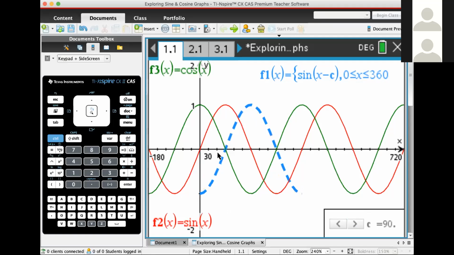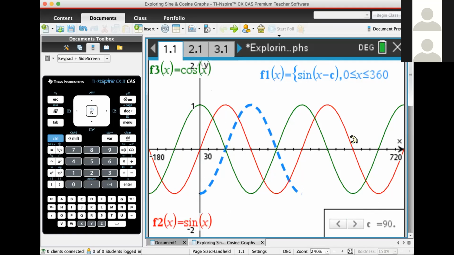Now look at the dotted blue graph and look at the green graph. The blue graph is a reflection of the green graph. Can you see, about the x-axis? The green graph is the original cosine graph, and the blue graph is a reflection about the x-axis of the green graph. The blue graph is the sine with C equal to 90.